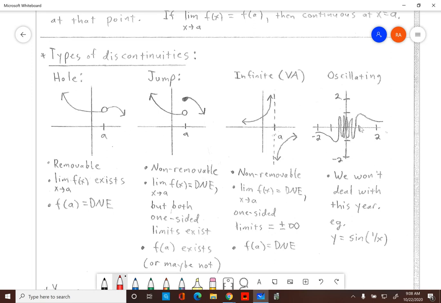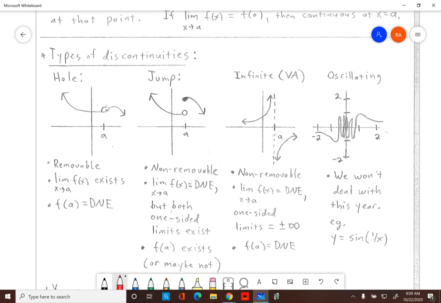Oscillating is nothing that's going to come up this year for us. It is a type of discontinuity, and it happens with functions like sine of 1 over x, where there's a really dramatic change at a certain point. So we're not going to deal with that. We're going to focus our attention on these first three.